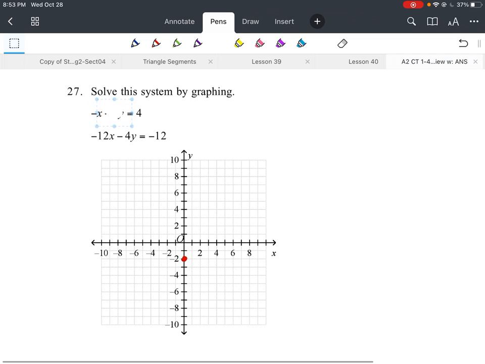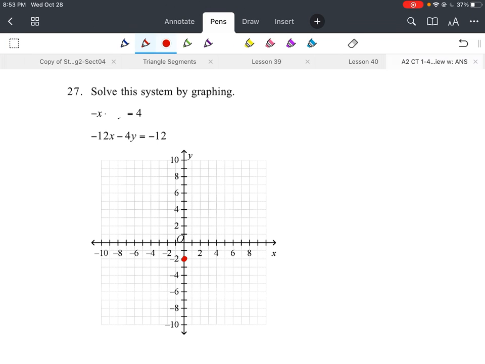So this time -x equals 4. Solve for x, divide both sides by -1, and I get -4. And so -4 is my x value. So put a dot at -4 on the x-axis.